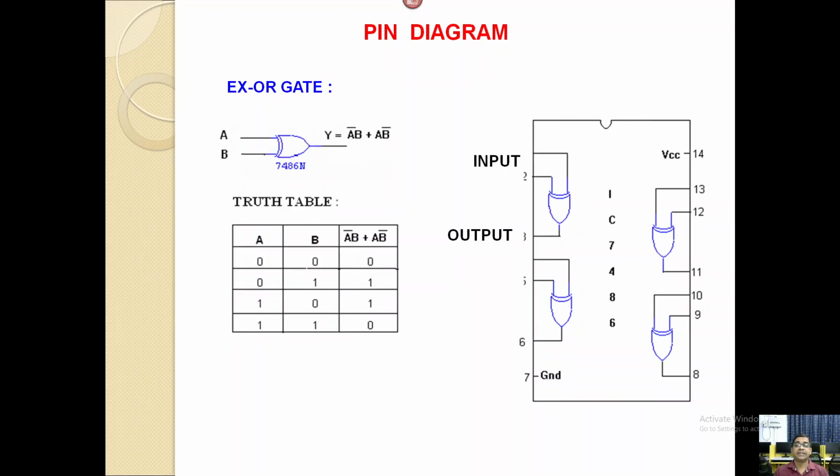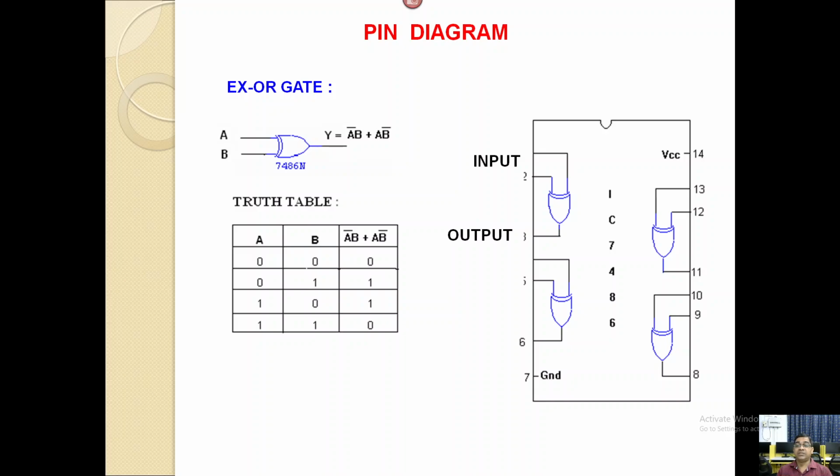For the XOR gate, we implement the IC of the XOR gate, that is IC number 7486, with output Y equal to A bar B plus A B bar for the two inputs A and B. That is the truth table of the XOR gate: for input value 0 0 we get the output 0, for 1 1 we get 0, and for the two opposite inputs, 0 1 and 1 0, the output value is 1.